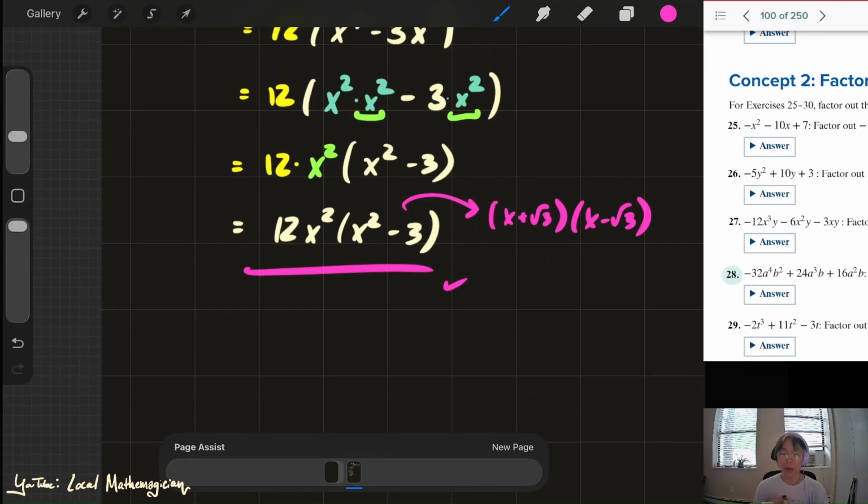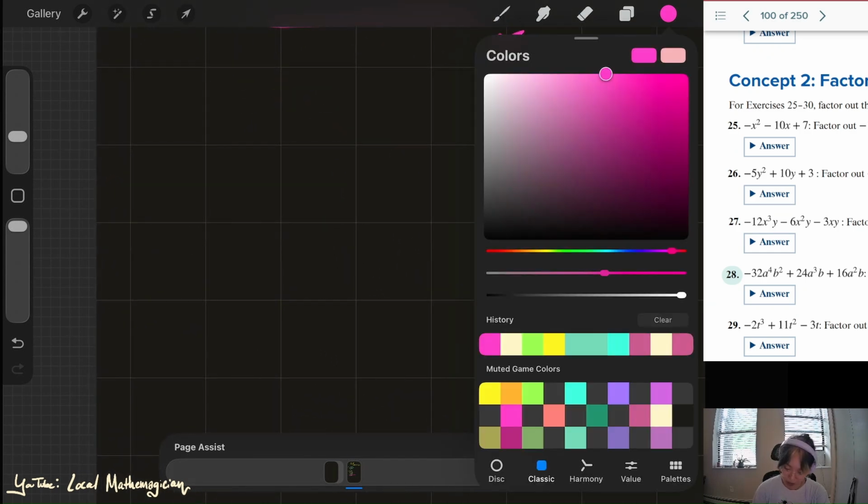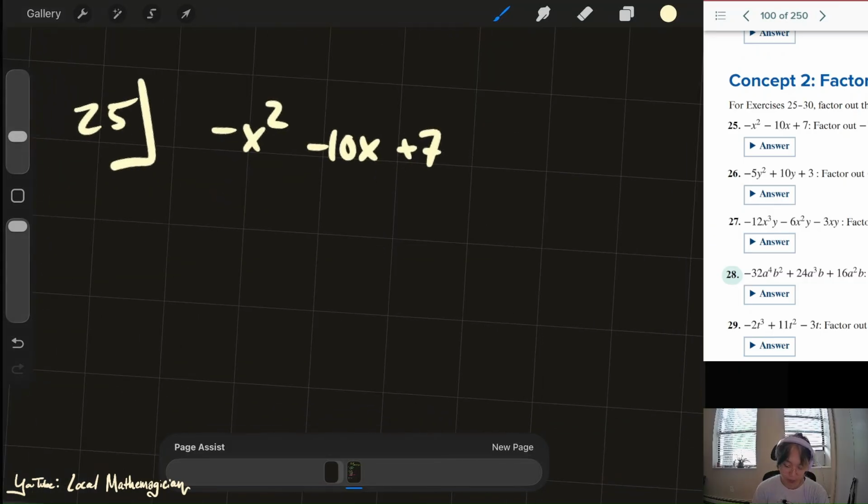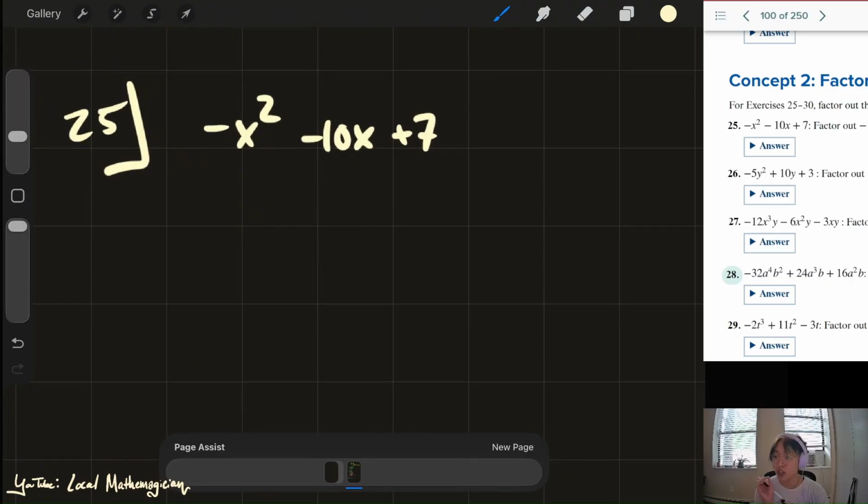Okay. Now what we're going to do next is problem number 25. It says, factor out the indicated factor. So we want to factor out -1. Negative x squared minus 10x plus 7, and you want to take -1 out. My personal recommendation is actually to break all of the factors down.